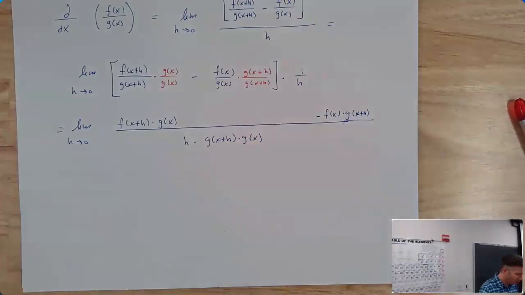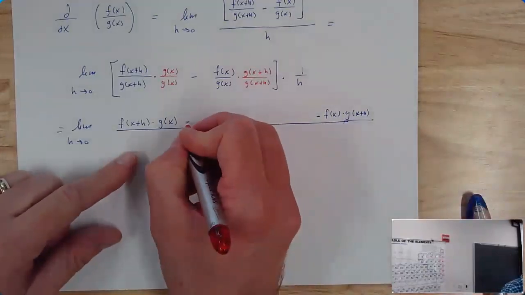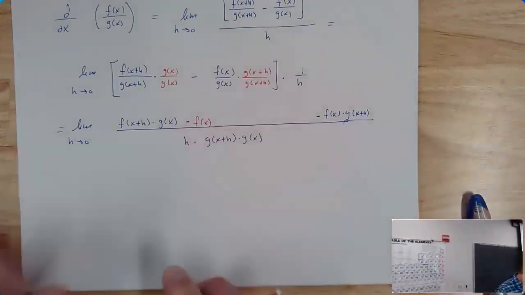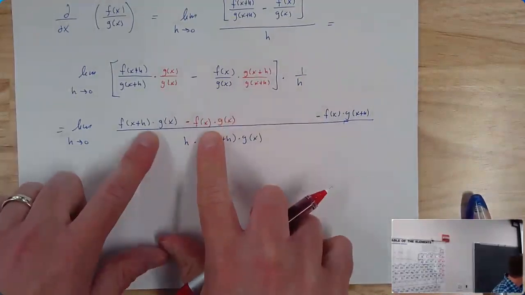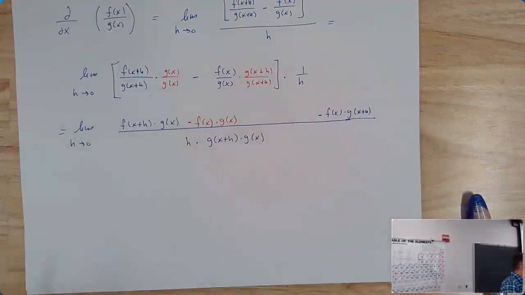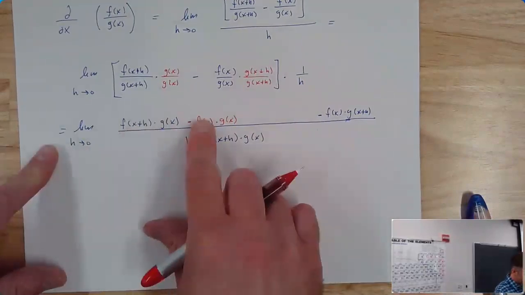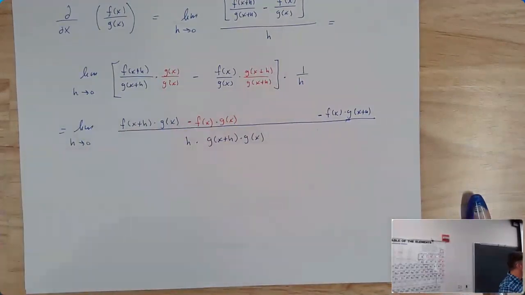And just like before, I'm going to add and subtract something in there that's going to make things look like what I'm looking for. I'm looking for the derivative of f times g minus f times the derivative of g. So I'm looking for the derivative of f. I want an f of x plus h minus an f of x times g of x. Right? This here, when I factor out the g of x, I'm left with f of x plus h minus f of x over an h, which is the derivative of f.